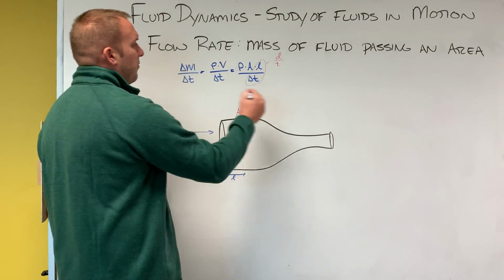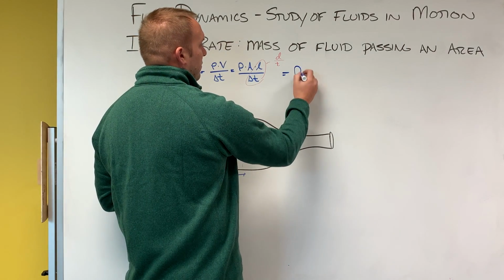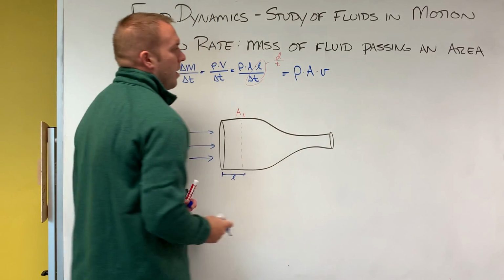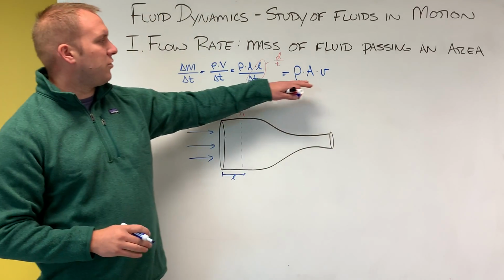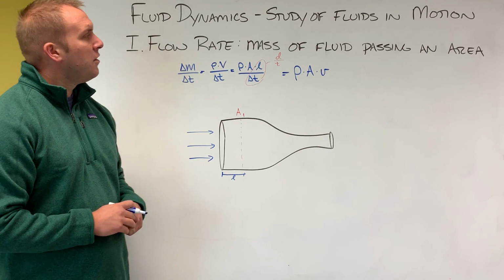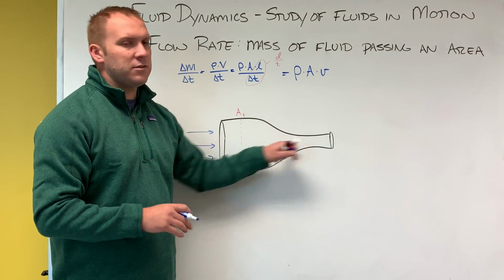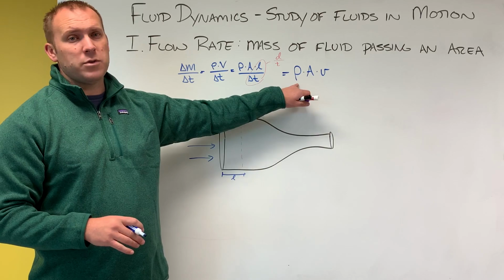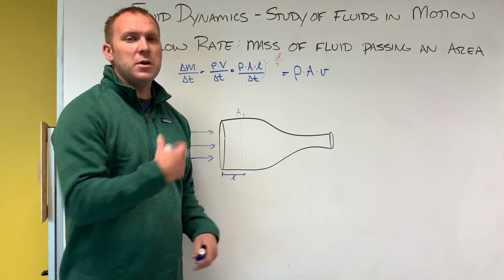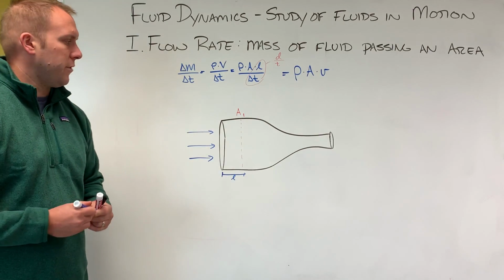So we can rewrite flow rate as the density of the liquid times the area times the velocity. That's a way we can measure the mass per unit of time, or per second, that travels through any system, if we know the density of the liquid that's moving, the area of the container it's moving through, as well as the speed or velocity of that fluid.